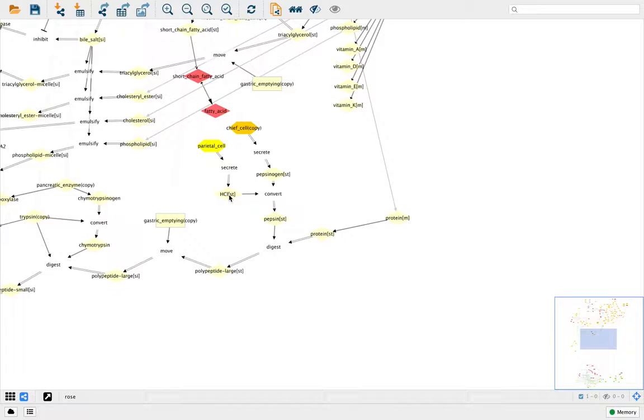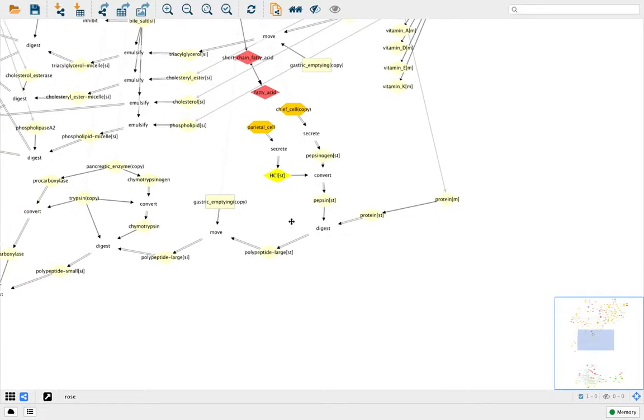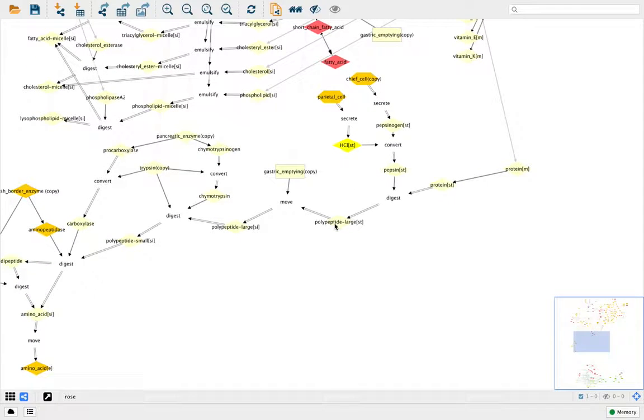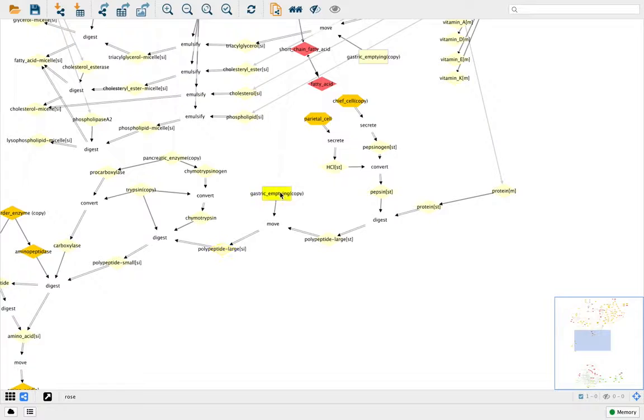So the hydrochloric acid activates the pepsinogen into pepsin, and also it provides the optimum pH for the pepsin to work properly. And this large size polypeptide moves to the small intestine by the process of gastric emptying.